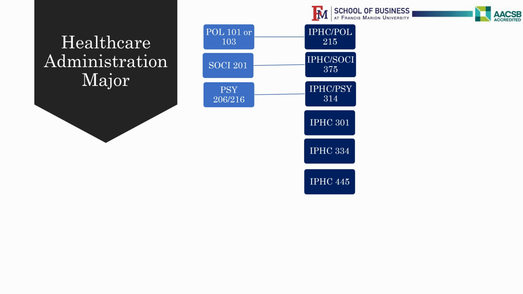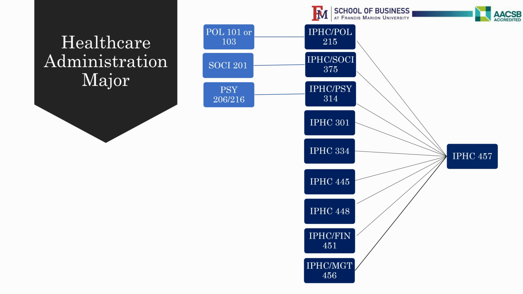They should take this in 1 semester, and then IPHC 445, Population Focused Care, IPHC 448, Healthcare Policy Development, IPHC 451, Healthcare Finance, IPHC 456, Leadership in the Healthcare Environment in the next semester. And then finally, take the capstone class, IPHC 457, Professional Capstone Course.